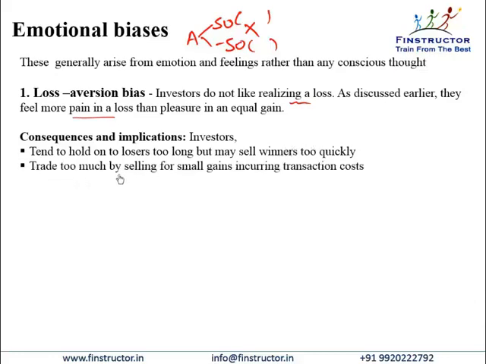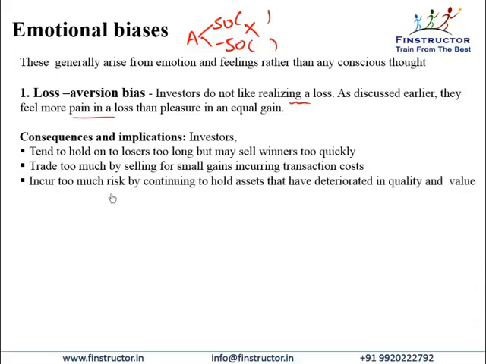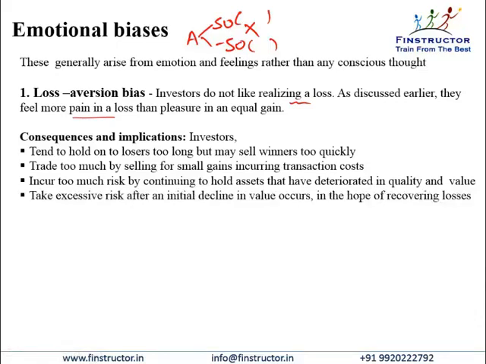They trade too much by selling for small gains, and incur too much risk by continuing to hold assets that have had a loss and may be further deteriorating in quality. So because I'm not selling investments at a loss, a lot of bad stocks continue to remain in my portfolio. This may also make my portfolio too risky. In the hope of recovering losses, I am over concentrating in that deteriorated portfolio, because I've sold the winners when I needed the money and I've still held on to the losers or the stocks in decline.